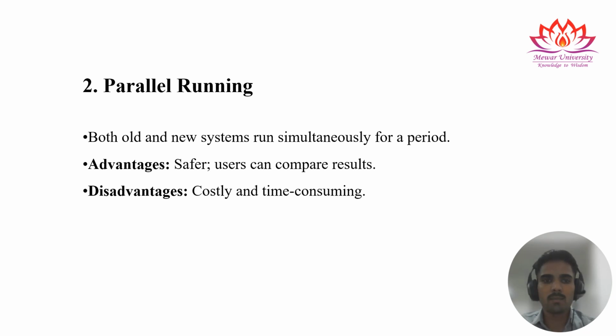Second, parallel running. Parallel running is when both the old and new systems run simultaneously for a period. The advantage of parallel running is that users can compare the results of the old system and the new system. The disadvantages of parallel running are that it is costly and time consuming.